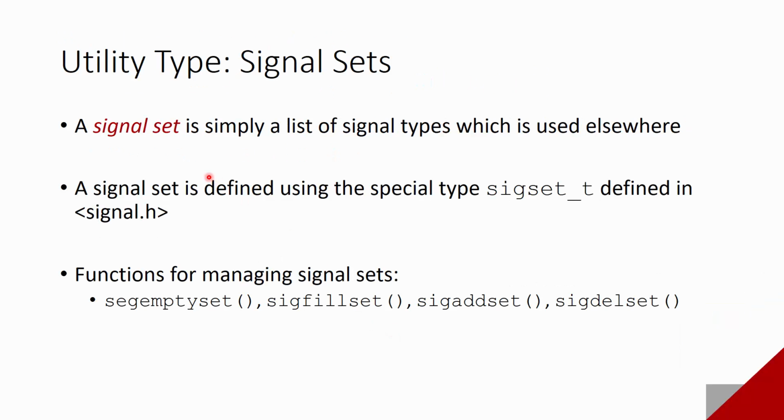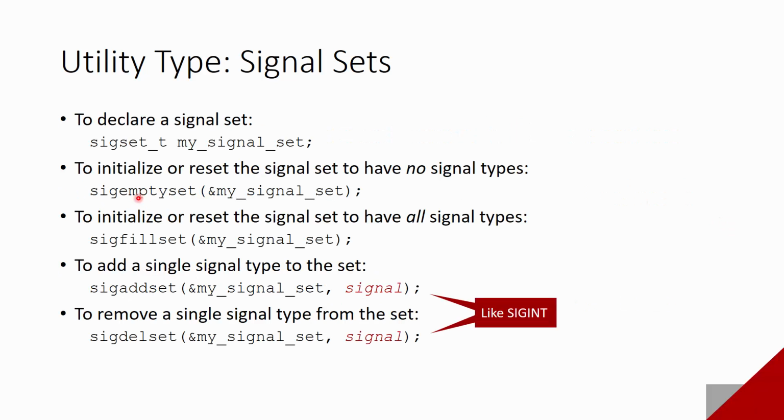Okay, so how do we organize the signal sets? Signal sets are a special type, sigset_t, defined in the signal.h header. Some of the functions we'll use for managing these are empty, fill, add, and delete. So let's look at these: sigemptyset, sigfillset, sigaddset, and sigdelset. To declare one of these, we just say sigset_t and then the name we want to use, here my_signal_set. To initialize or blank it out, you use the sigemptyset function and pass in the address of your variable.